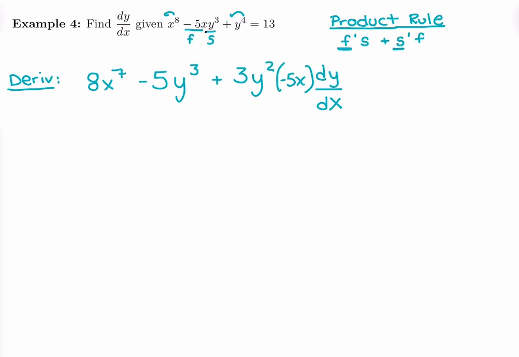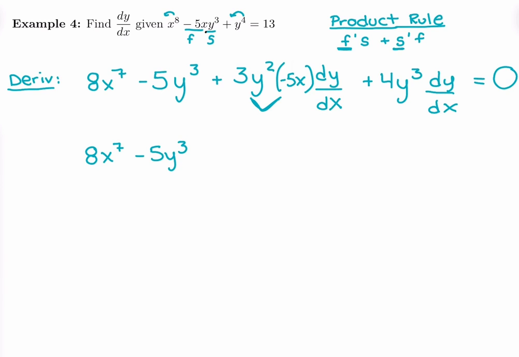We're going to take the derivative of y to the 4th, which is 4y cubed. We need a dy/dx. And the right-hand side is a nice, fast derivative. The derivative of 13 is 0. Now, I want to solve for dy/dx, but I do have some multiplication to tackle here before I even try to combine like terms. So I'm just going to take a second and multiply those together. So you have 8x to the 7th minus 5y cubed. And then I have 3 times negative 5, which is going to give me negative 15, and I have an x and a y squared.